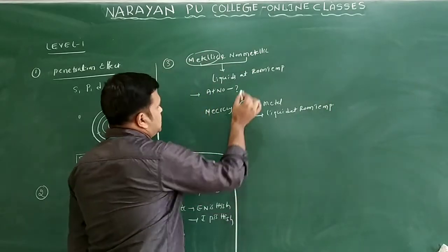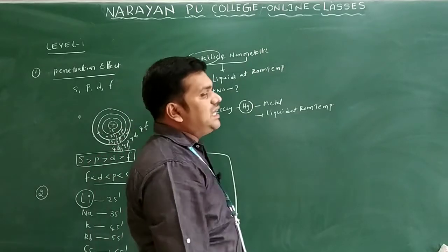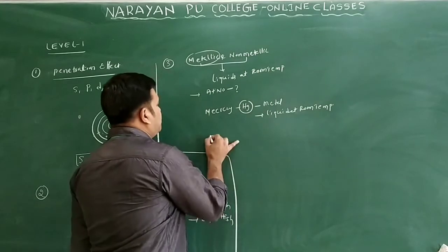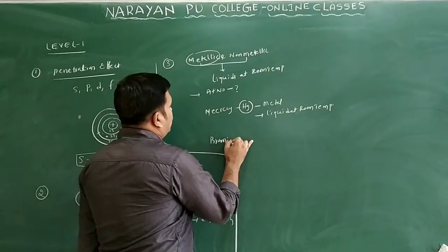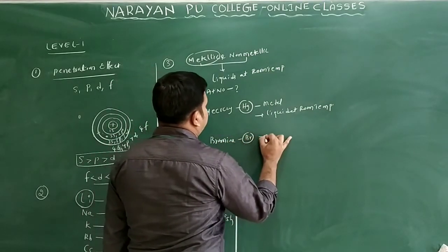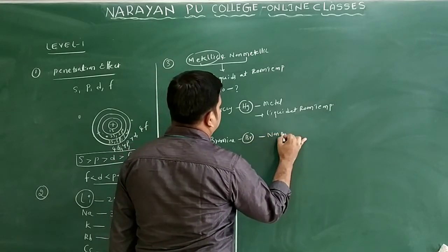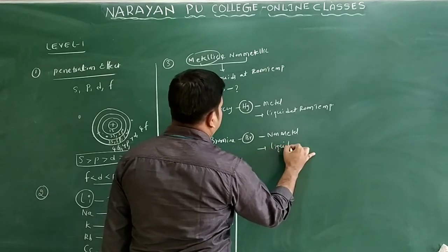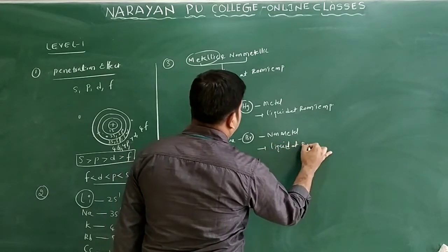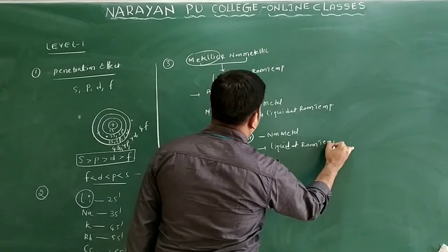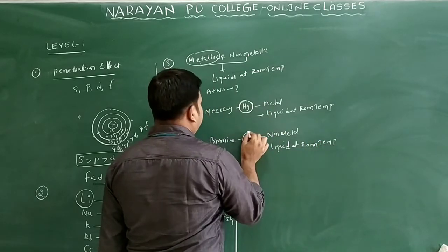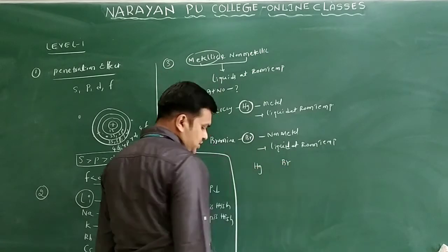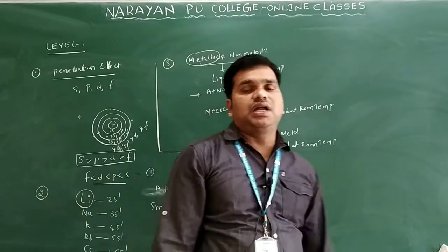Coming to the non-metals: generally non-metals are liquids or gases, but the one that is a liquid at room temperature is bromine only. The symbol of bromine is Br. Br is a non-metal, and it is a liquid at room temperature. So one is a metal and one is a non-metal: mercury and bromine are the liquid metal and the liquid non-metal.